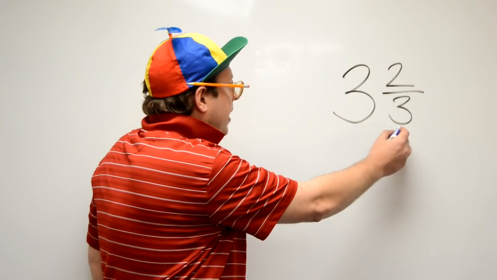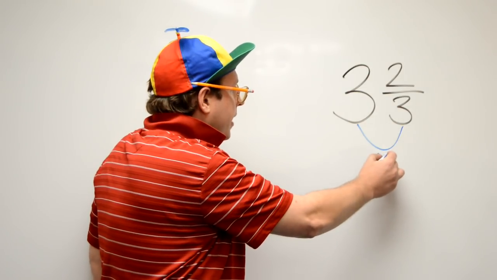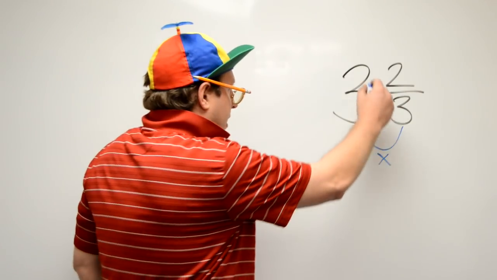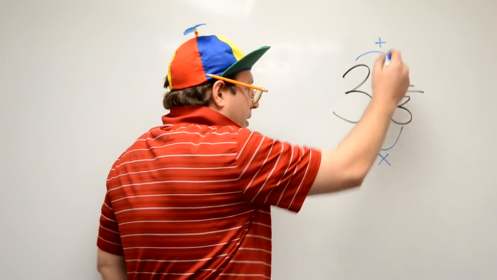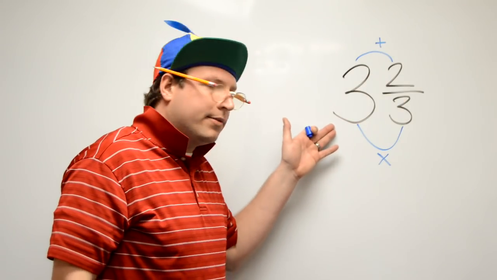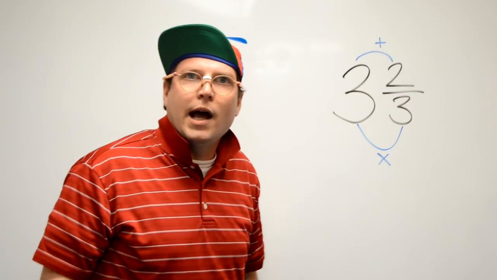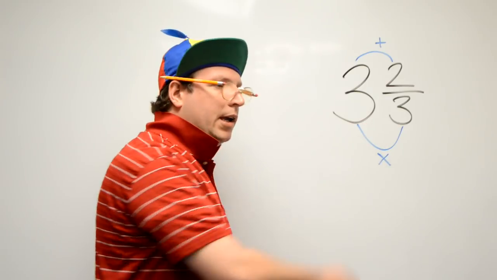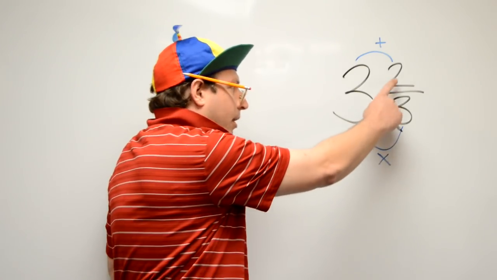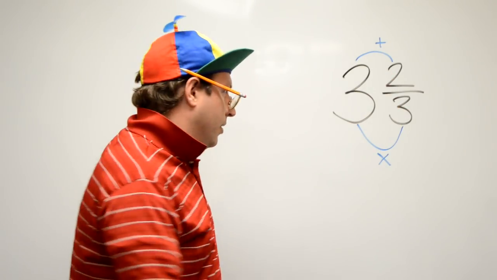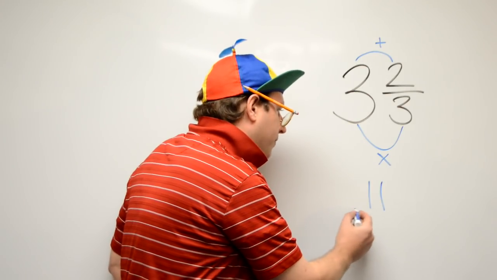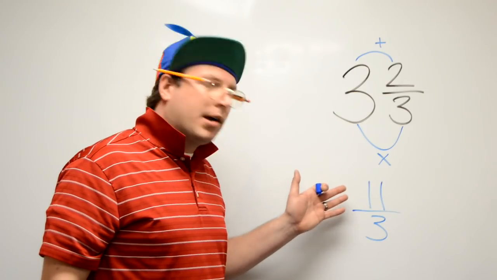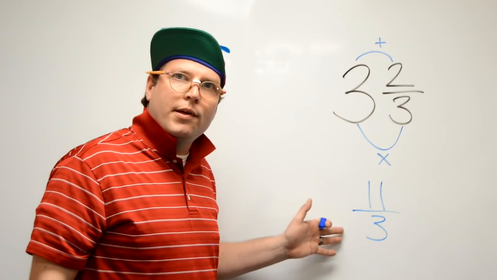I'm going to take this bottom number and multiply it here. So 3 times 3 is 9. And then I'm going to add this 2. So I take this number times this number, and then I add this number. And then I'm just going to keep the bottom number the same. So 3 times 3 is 9, plus 2 is 11. So my answer is 11 over 3. And we know this is an improper fraction because the top number is bigger than the bottom number.